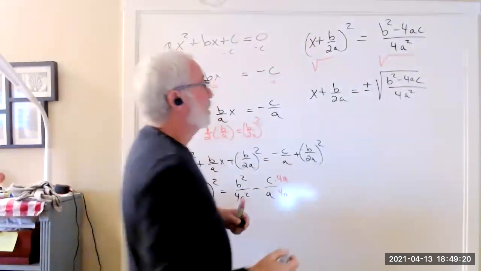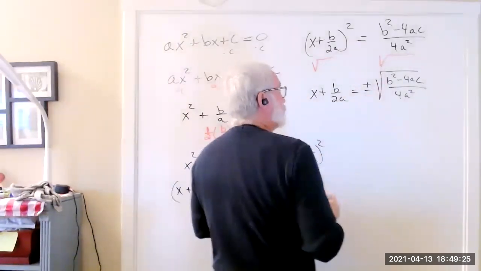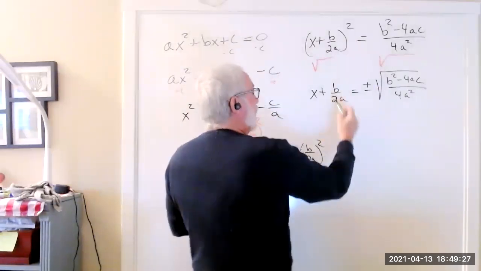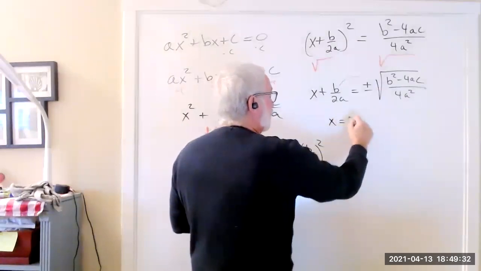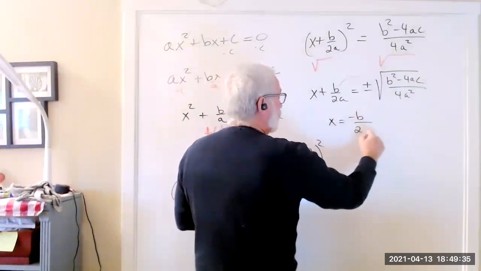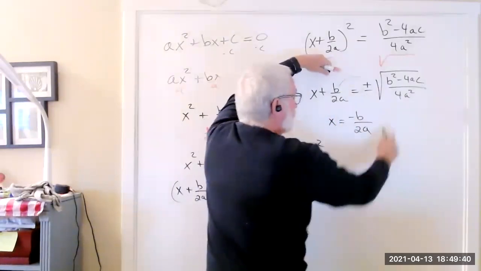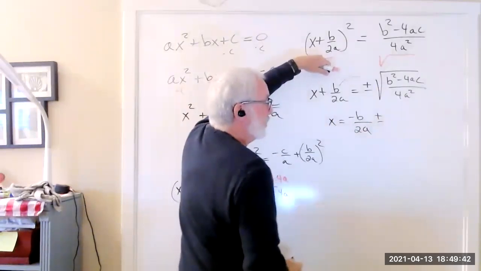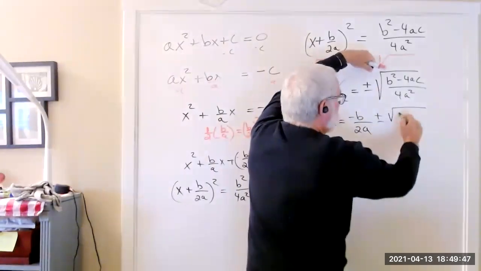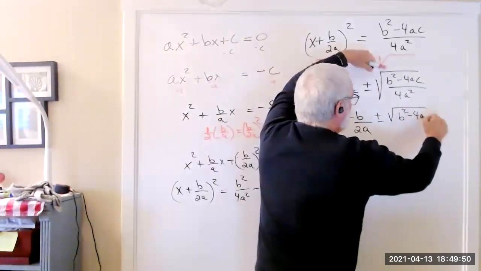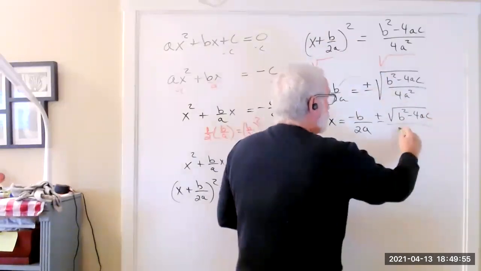Okay, now we can take this radical apart. I'm going to do two things at once. I'm going to subtract b over 2a to the other side. So I'm going to get x equals negative b over 2a, so I subtracted b over 2a from both sides, moved it over here, plus or minus. I'm going to take the square root apart, and this is going to be the square root of b squared minus 4ac, and the square root of 4a squared is 2a.